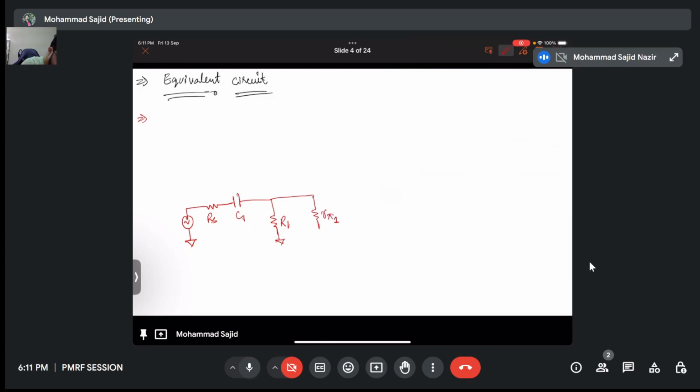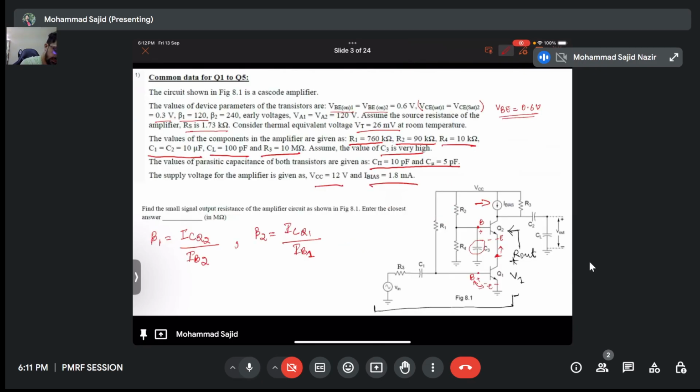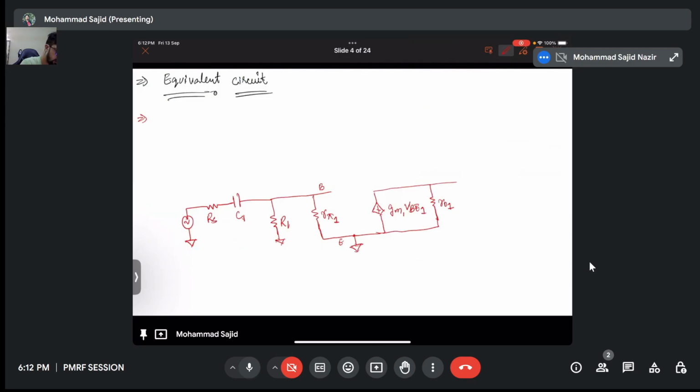This is the inference equations for the first BJT. This will be its emitter terminal. What is this? GM1. And this is B. So this will be BA1. Since early voltages are given, we can write here as R01. And mention that let's call this potential as V1. So we will have a potential of V1 here.